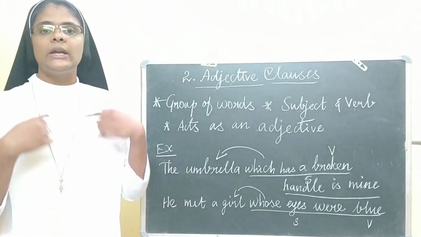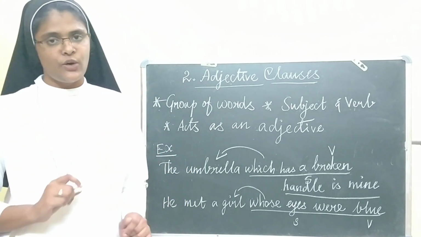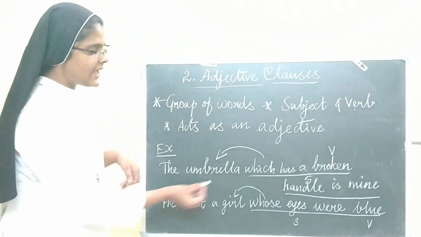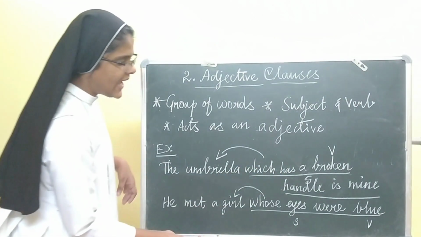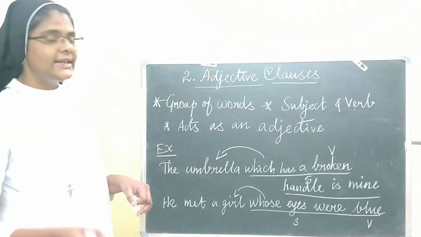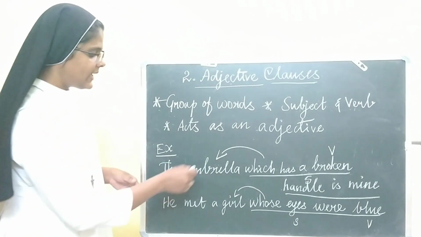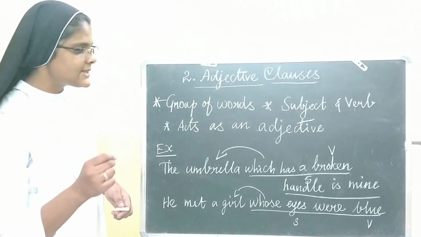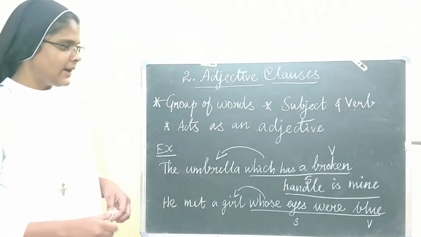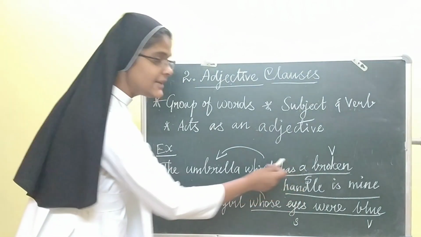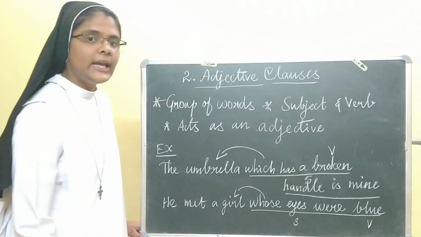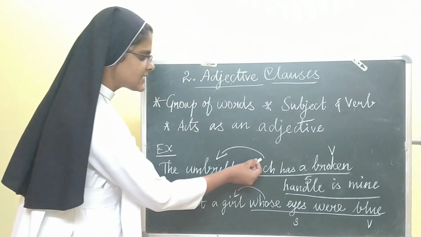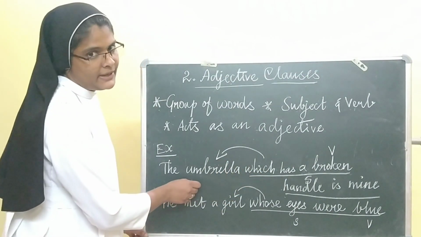It has to describe about the noun. For example, the umbrella which has a broken handle is mine. The umbrella which has a broken handle is mine. Here handle is a subject, has broken is a verb, and it is describing about the noun umbrella.